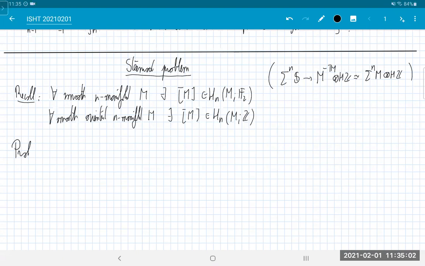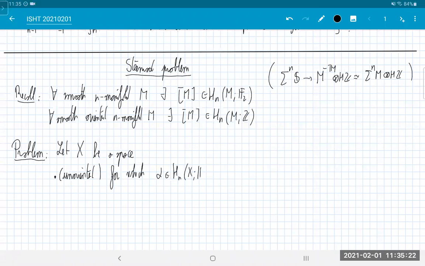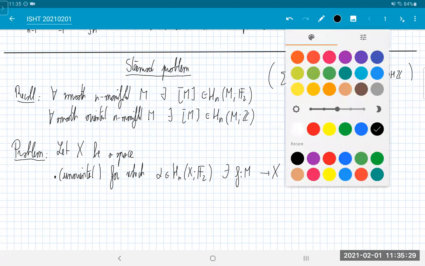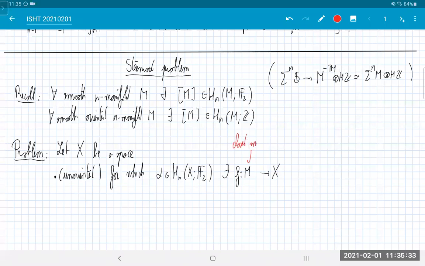So the problem: let X be a space. Let's do first the unoriented version. For which alpha in the mod 2 cohomology of X does there exist a map f from M to X, where M is a closed, smooth n-manifold, such that the pushforward of the fundamental class is alpha. It seems a very natural question.